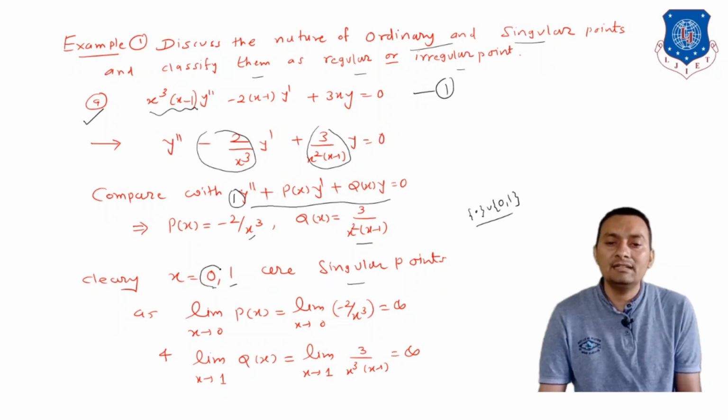So I have said that, let us start with limit x tends to 0 of p of x. The answer is going to be infinite. That means the point is nothing but a singular point.